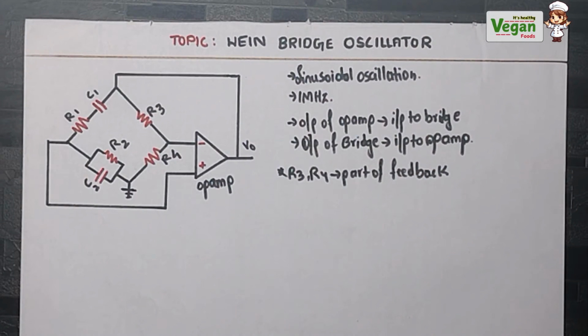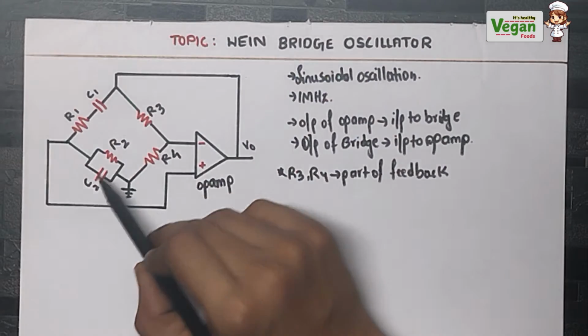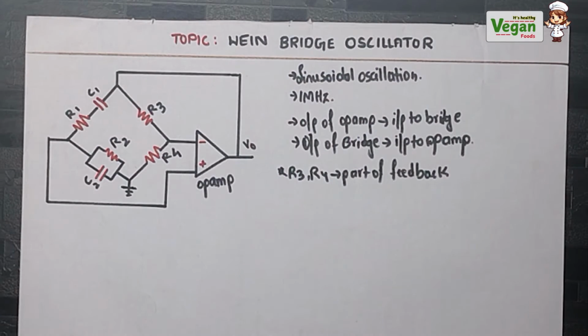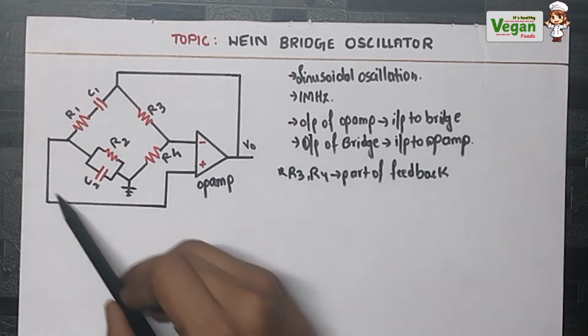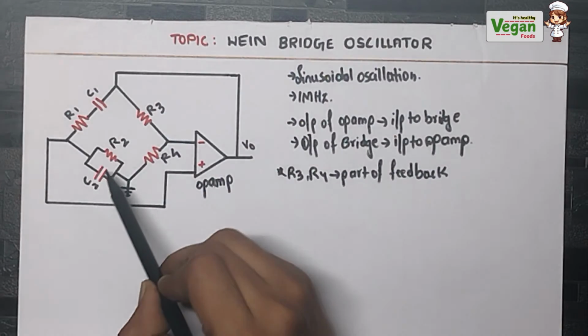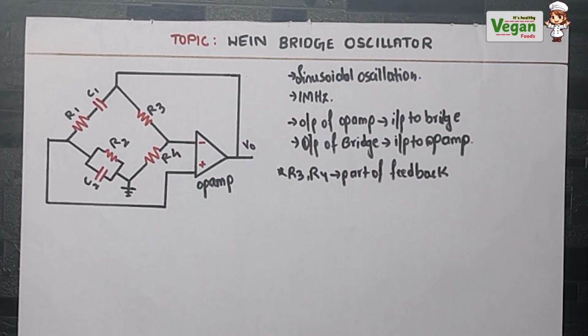Therefore R1 C1, which are in series, and R2 C2, which are in parallel, allow only one frequency component to pass through them, which will act as the input to the operational amplifier. This series and parallel combination of the resistor and capacitor allows only one frequency component to pass through.